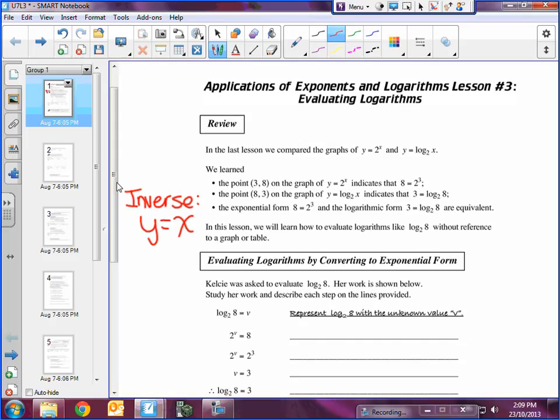So if I give you an exponential equation and I say the points 3, 8 are on it, then I know my inverse points are 8, 3. If I have an exponential equation saying 8 equals 2 to the exponent of 3, my inverse equation is going to be 3 equals log of 8 base 2. Because all I'm doing right here is switching my x and my y. Okay?